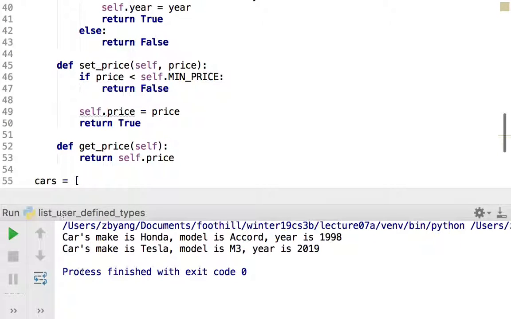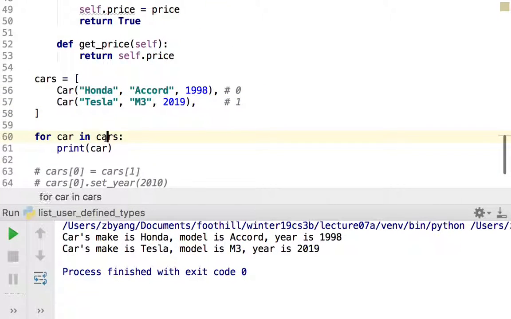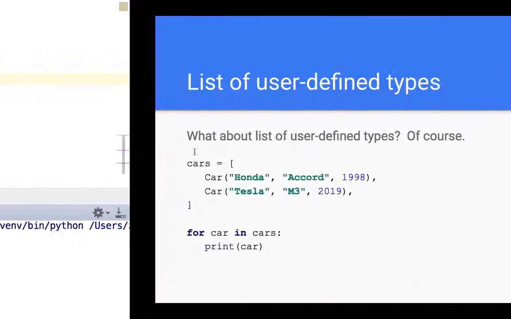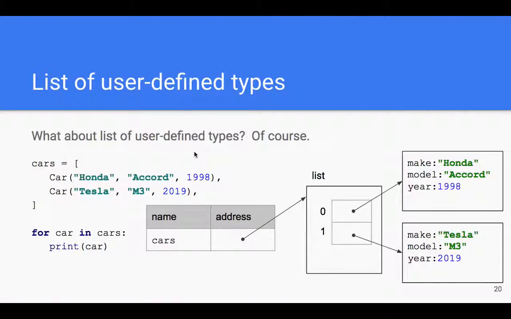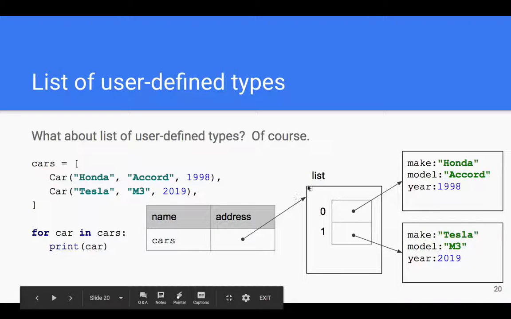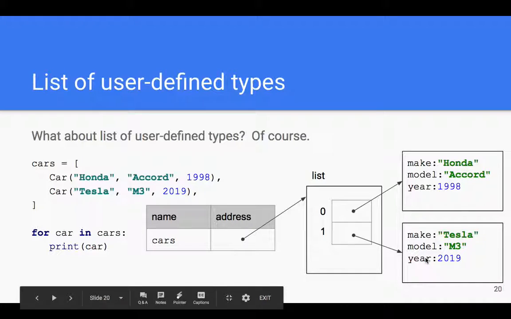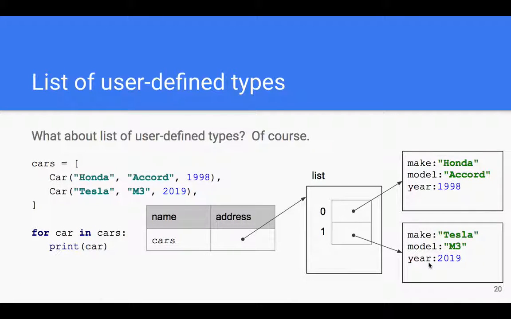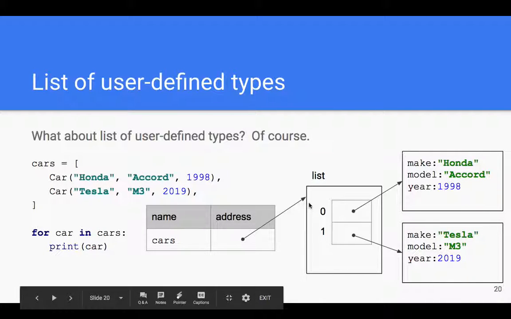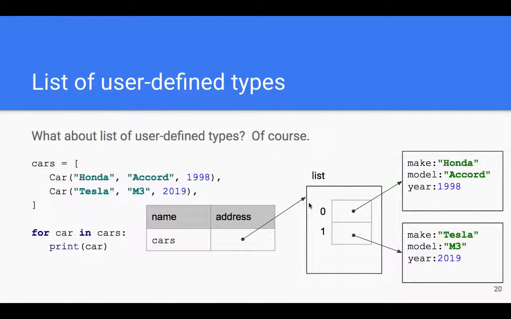Now, let me run this. Basically, there are 2 cars in the list cars, and this is their string representation. All right. Now, pictorially, this looks very much like a list of the built-in types. We start with the name, which is cars. It points to a list object. Inside this list object, there are 2 elements. Each element is a reference to a car instance. So the first one points to the Honda Accord. The second one points to the Tesla Model 3. Okay, so that's that. Again, it's very consistent with the picture for the built-in types.